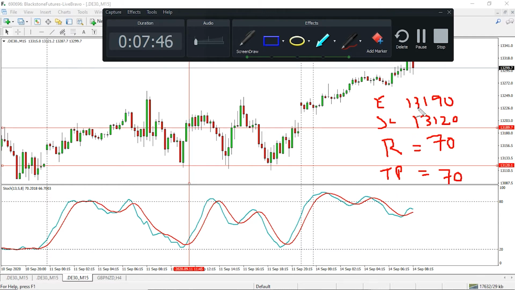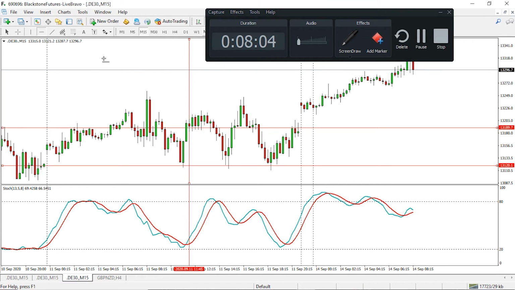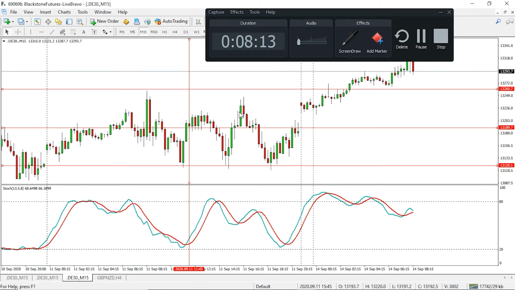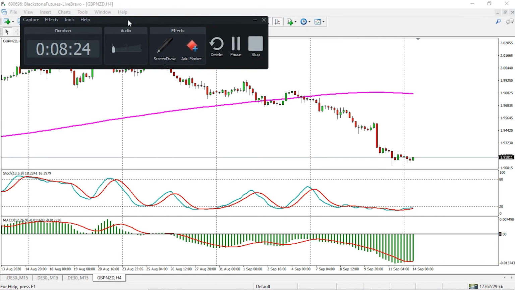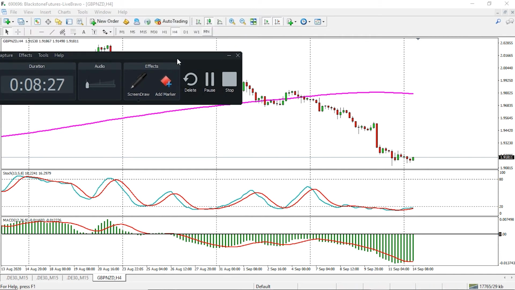Which means that 131.90 plus 70, my exit price is hopefully going to be 132.60. Okay, we can pop that take profit immediately onto the chart. That allows us to see where our exit would be. Unfortunately, we had to hold on to this overnight, but as you can see, we eventually got out at a nice 60-point take profit.